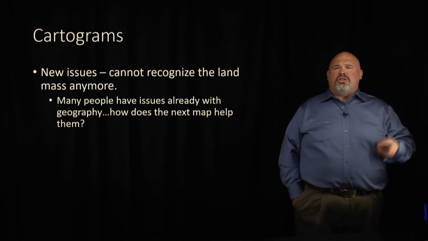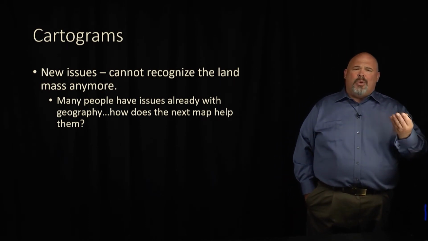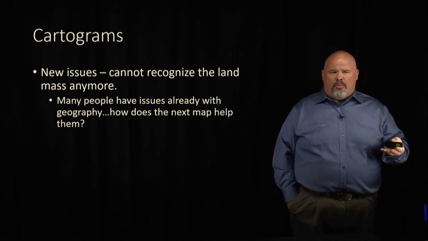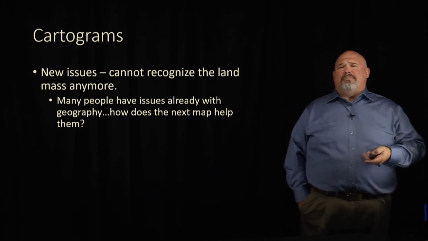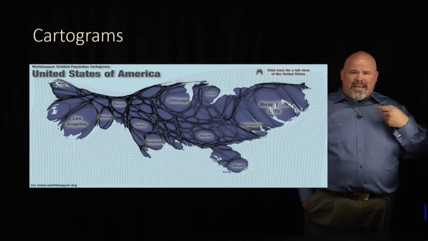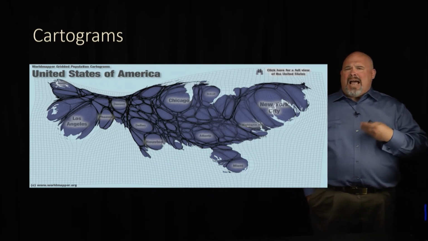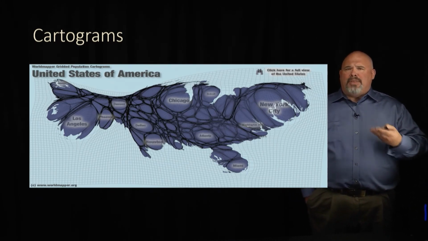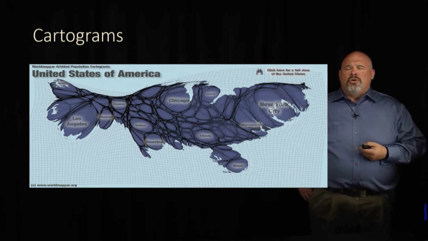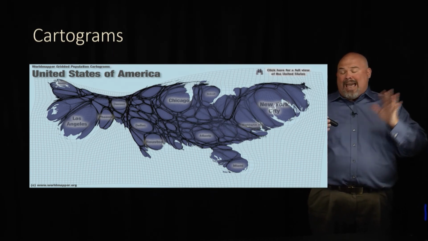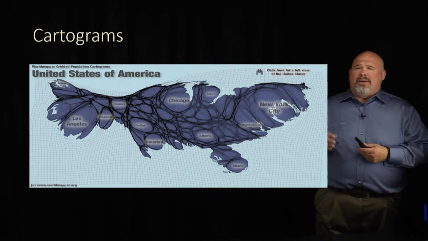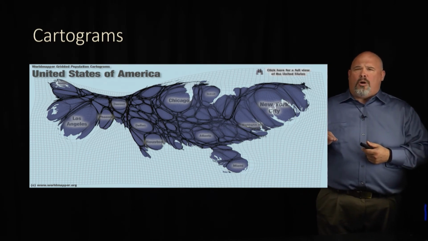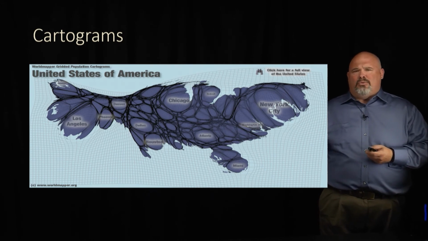All right? So the issues with the cartogram are new. We can't recognize the landmass at all anymore. And people already have issues with geography. How would presenting them something that looks like this, where we've turned the entire United States into something that kind of resembles a fish, help them understand the data, right? So we're gonna try. You can make cartograms in R and some other packages, but in Tableau we can only make choropleth maps, and this is kind of illustrating the reason why.